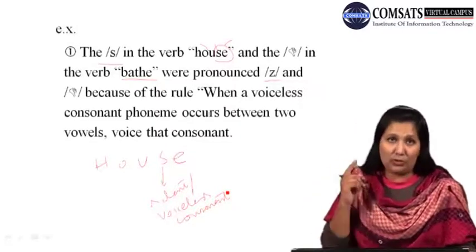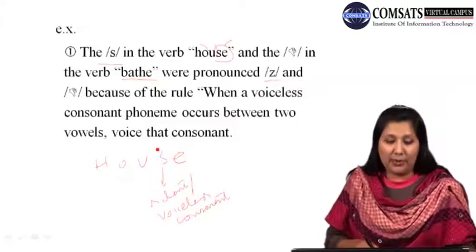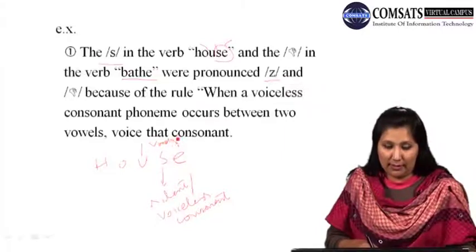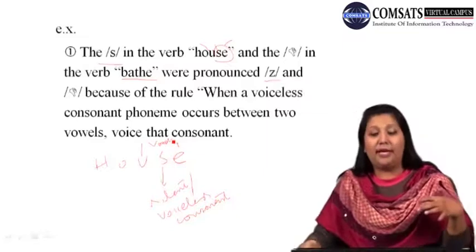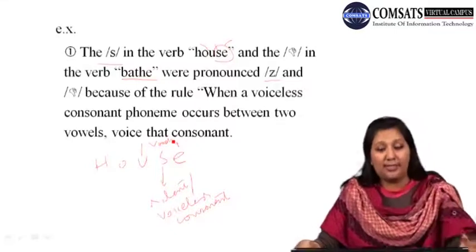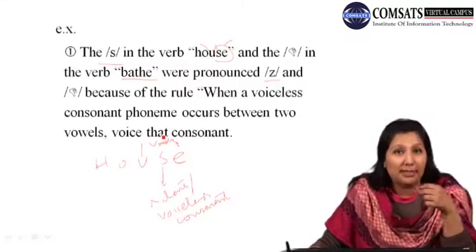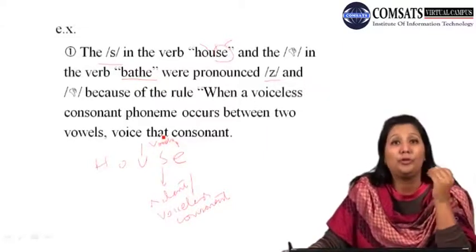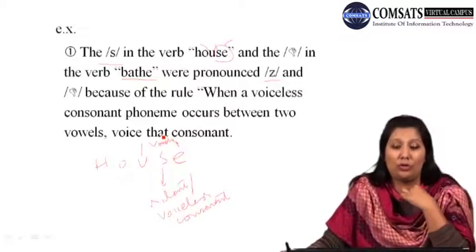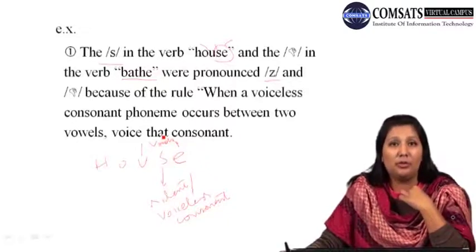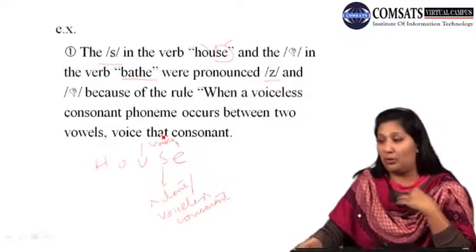When this silent or voiceless consonant comes between the two vowels, it becomes voiced. Voiced means those consonants are voiced consonants. When you produce them, there is a vibration in your vocal cords. For example, when we say it as z, it becomes house. You would notice that there is a vibration in your vocal cords.